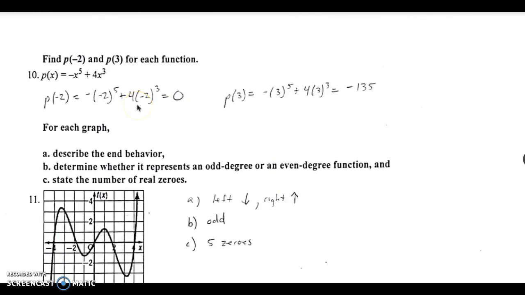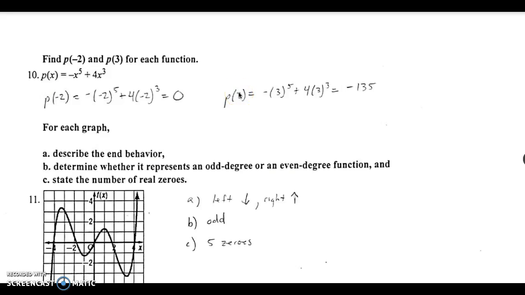For question 10, we're finding p of negative 2 and p of 3 for this function. P of x is negative x to the 5th plus 4x to the 3rd. And there's 2 ways you could do this. The first way, which I think a lot of you guys are just going to go for initially, is to plug negative 2 in for the variable in the equation. And if you do that, you're going to get 0 when you plug in negative 2, and you'll get negative 135 if you plug in 3.